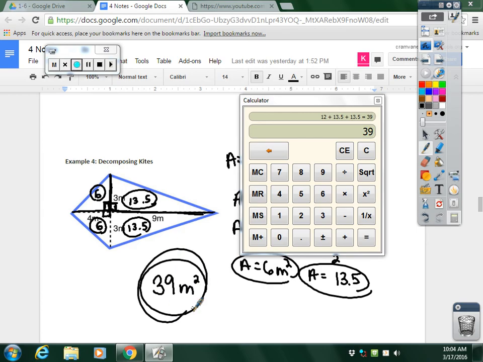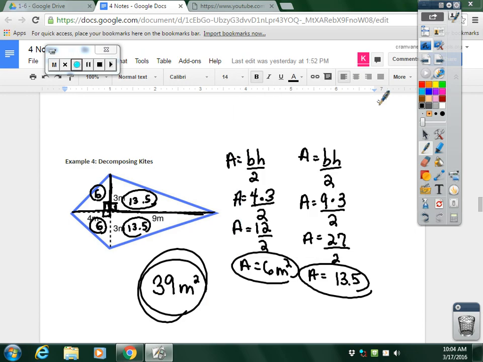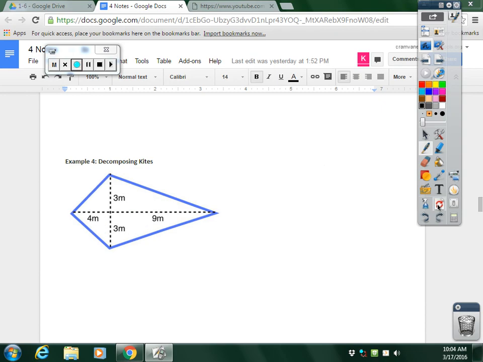Okay, I hope that this is a good explanation of decomposing and composing irregular figures into other shapes to calculate its area. I do want to show you one more trick for a triangle. I learned this a long time ago. You can take the whole side here and multiply it by the whole side here and divide it by 2 to calculate the area. Let's see if it works.